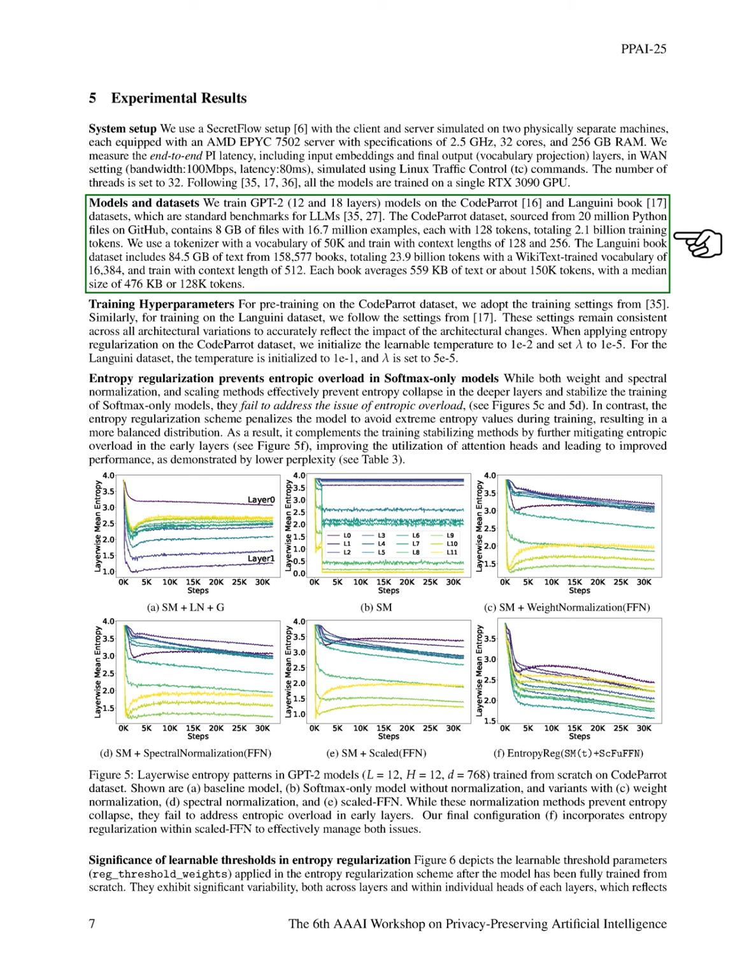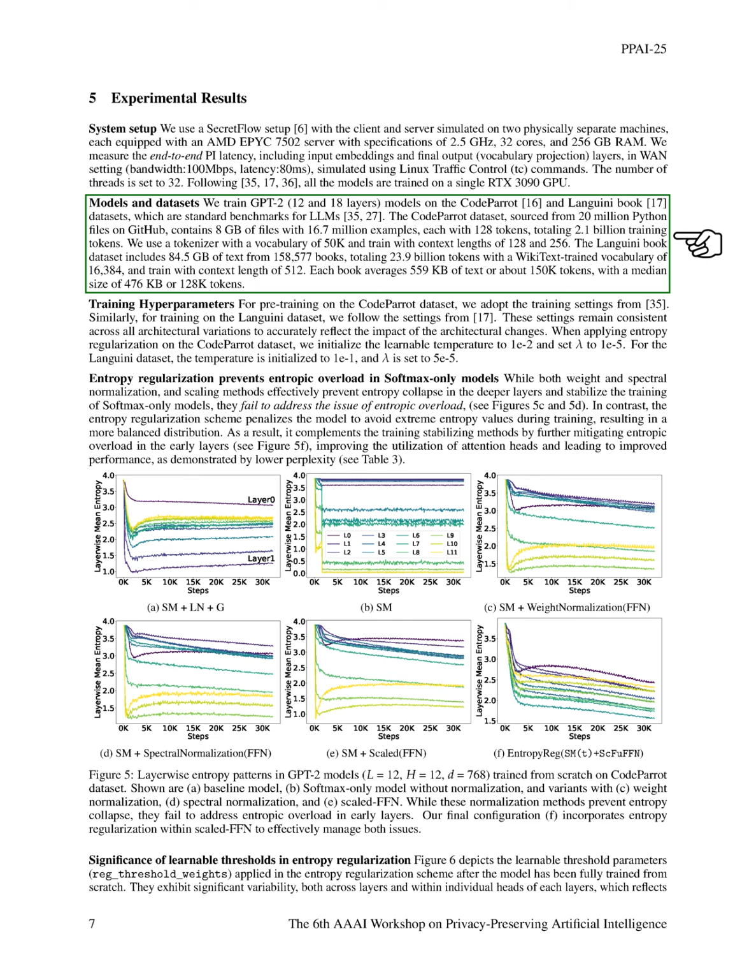The Languini dataset includes 84.5 gigabytes of text from 158,577 books, totaling 23.9 billion tokens, with a vocabulary of 16,384 and a context length of 512. Each book averages about 559 kilobytes of text, or around 150,000 tokens.